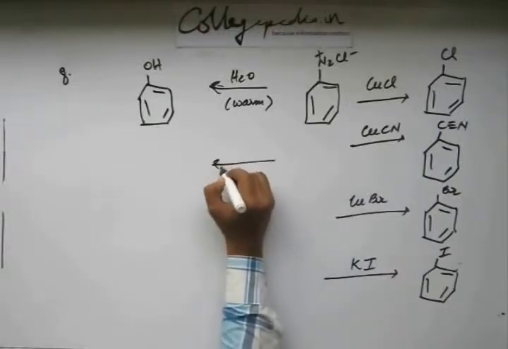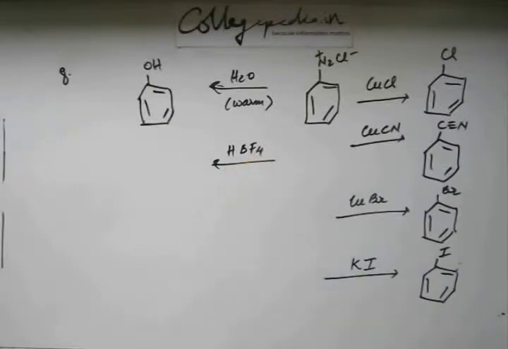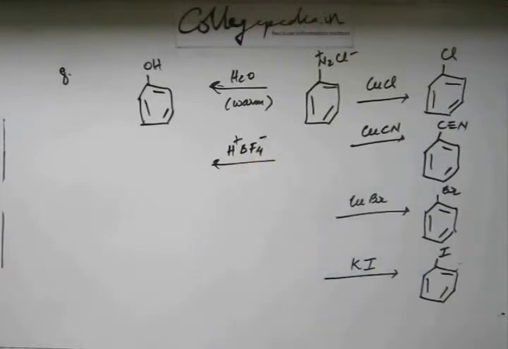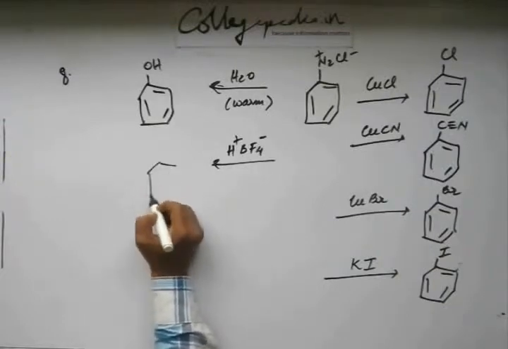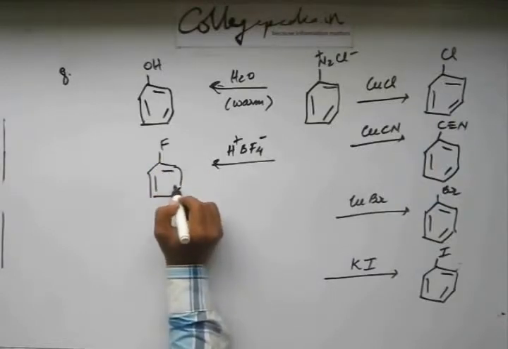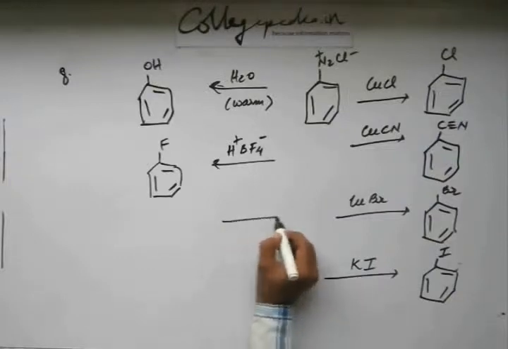Suppose you add HBF4, which adds fluoride ion in the form of a complex. This is H plus, this is BF4 minus. Now BF4 minus has fluoride ion in the form of a complex. This boron is going to release fluoride ion in a controlled fashion, and the reaction of fluorine is going to happen in a controlled fashion, and this fluorine is going to be added and you'll have fluorobenzene.